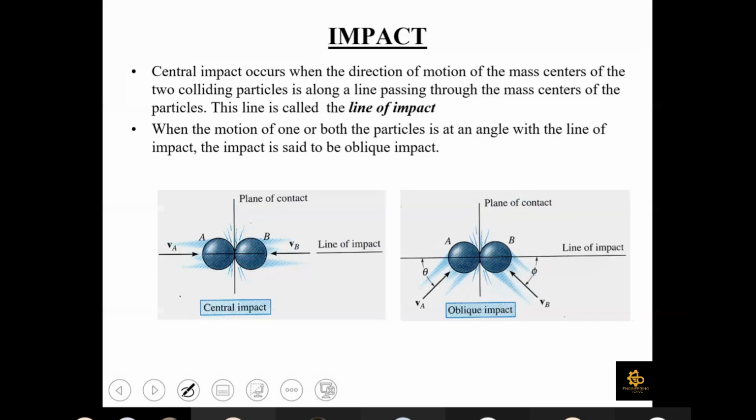This line is termed as the line of impact. However, when the motion of one or both of these particles is at an angle with respect to that line of impact, the impact is then termed as oblique impact. These are the two figures which show examples of central or oblique impact. Let us discuss these definitions one by one.